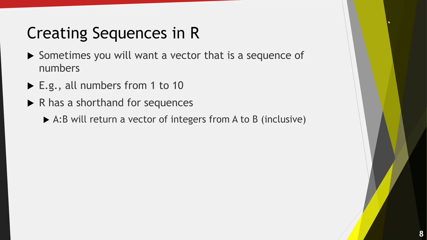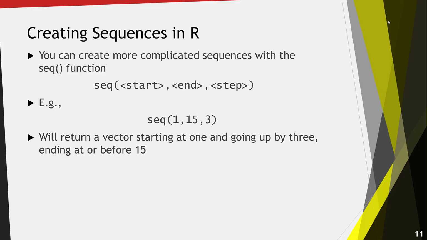Vectors are really useful in R. Sometimes creating them by hand can be a little cumbersome. In fact, a lot of times you might want a vector that's actually just a sequence of numbers in a row, for example, all the numbers from 1 to 10. R has a shorthand for creating such sequences, and it's just the colon. For example, typing A:B will return a vector of integers from A to B, starting with A and ending with B.